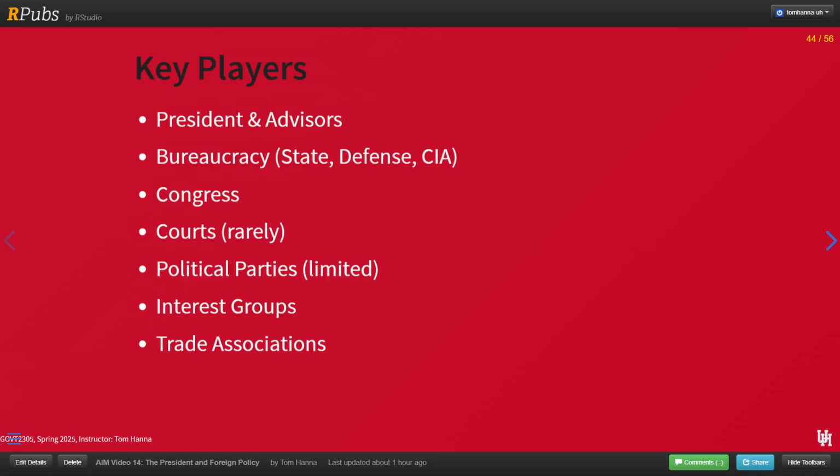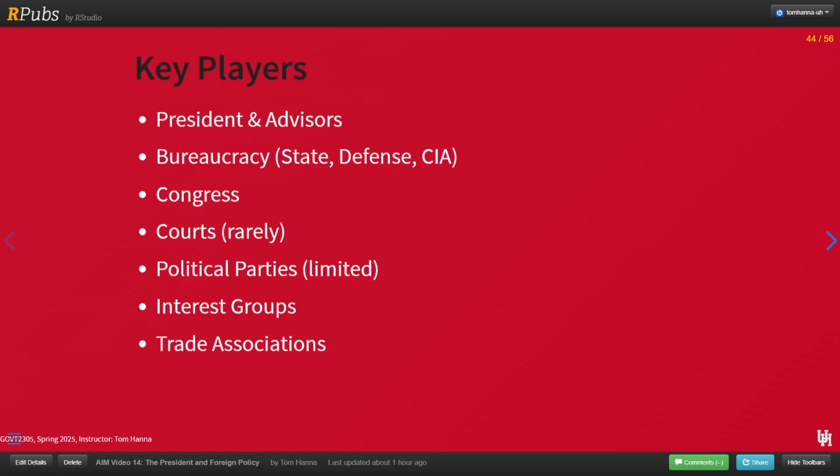The most important role of the courts is that any treaty signed by a president and confirmed by the Senate is the law of the land. It's second only to the Constitution, and the courts in the United States enforce that. So the biggest role of the courts in foreign policy is their role in enforcement of treaty law.